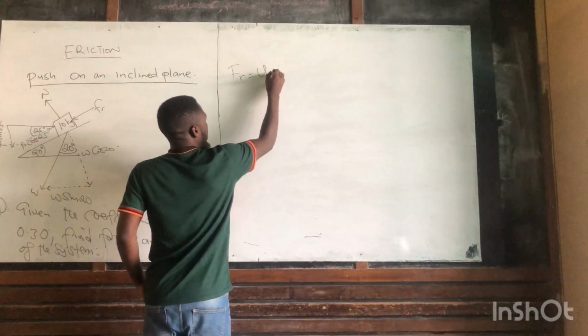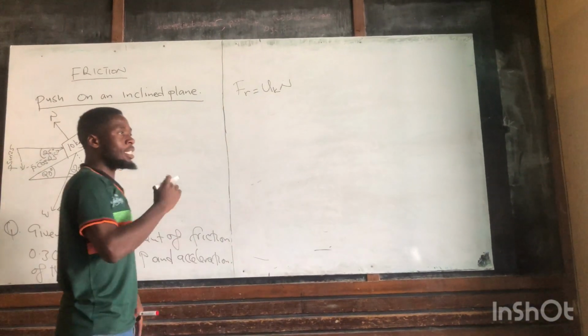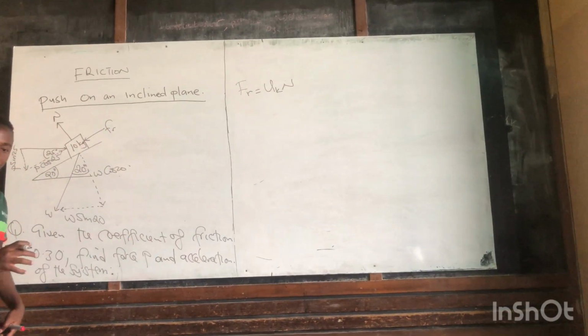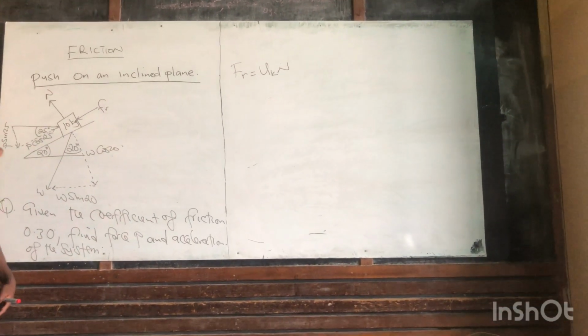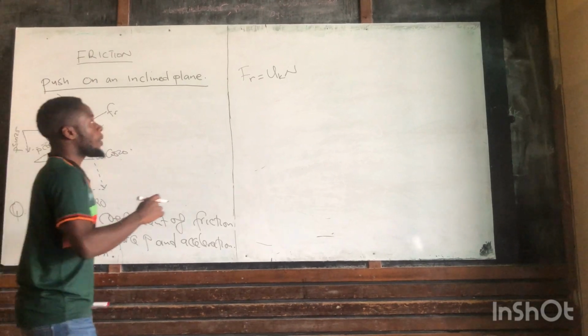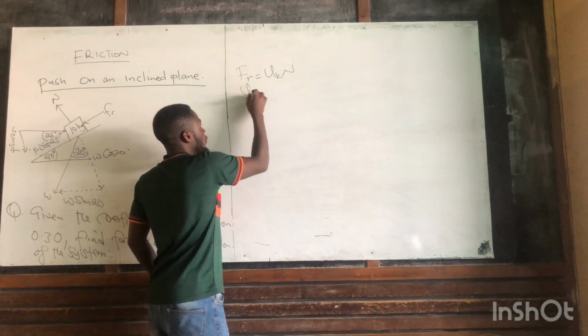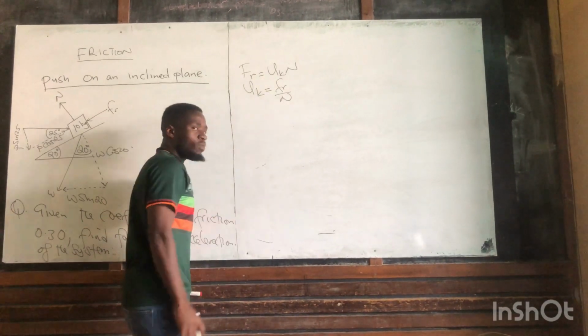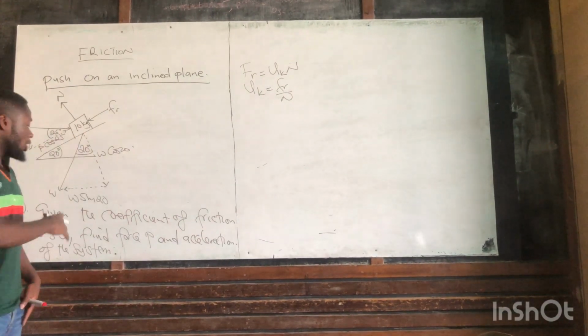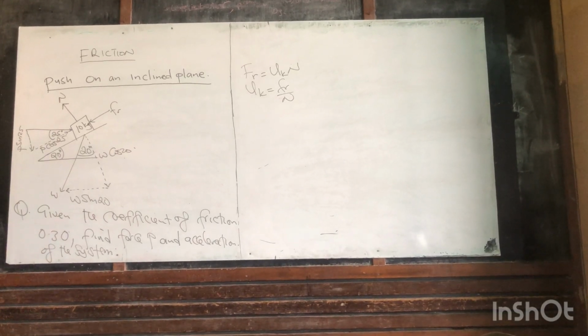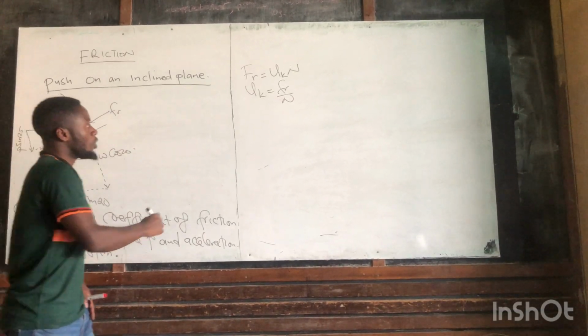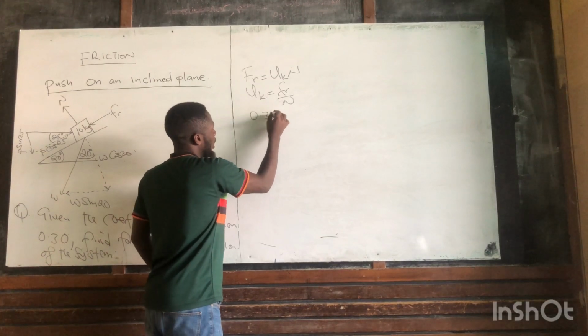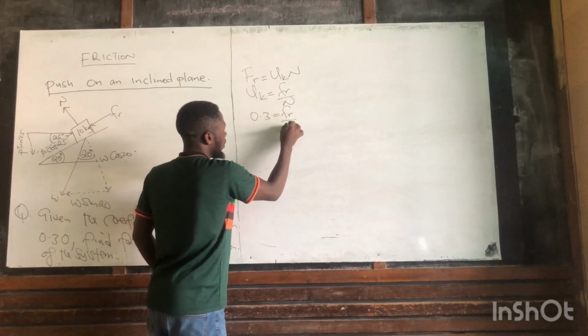The coefficient of kinetic friction multiplied by the normal force. To simplify things here, always make the coefficient of friction the subject of the formula. So the coefficient of kinetic friction equals the frictional force over the normal force. In the question, we are given the coefficient of friction, which is 0.3. So 0.3 is equal to the frictional force over the normal force.